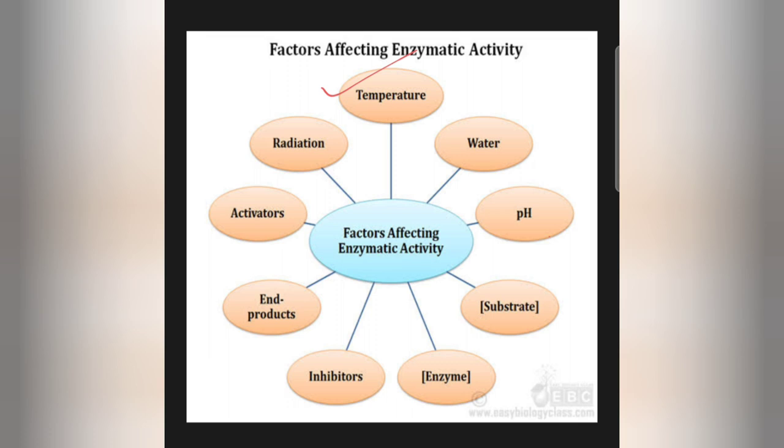Next, we have the effect of pH. We are only going to learn the important ones. There are many factors that affect enzyme activity, but it is really not possible to read all of them in detail, or how they affect the enzyme activity. So we are only going to learn the most important ones. The most important one we did is temperature.